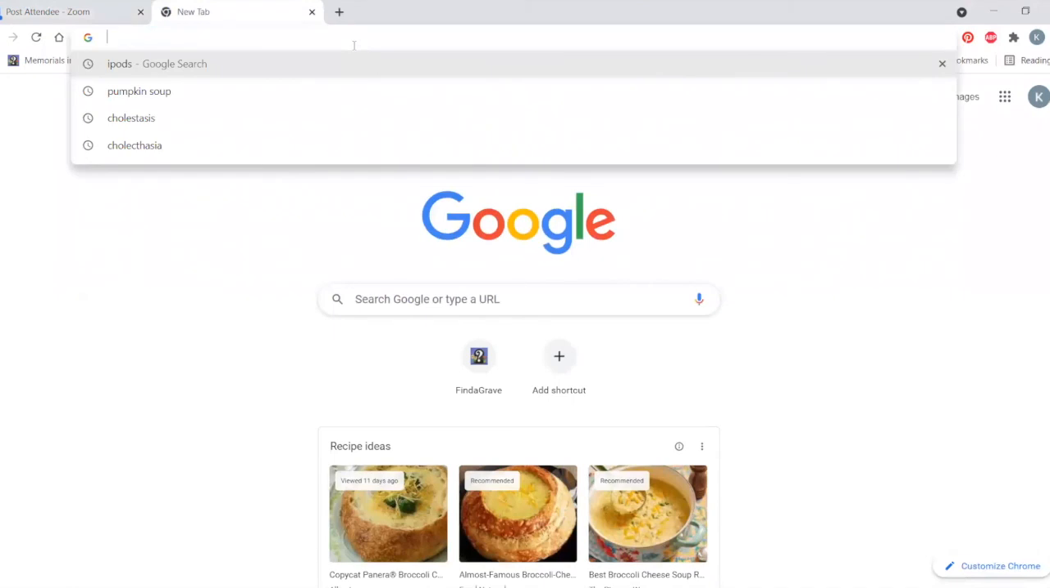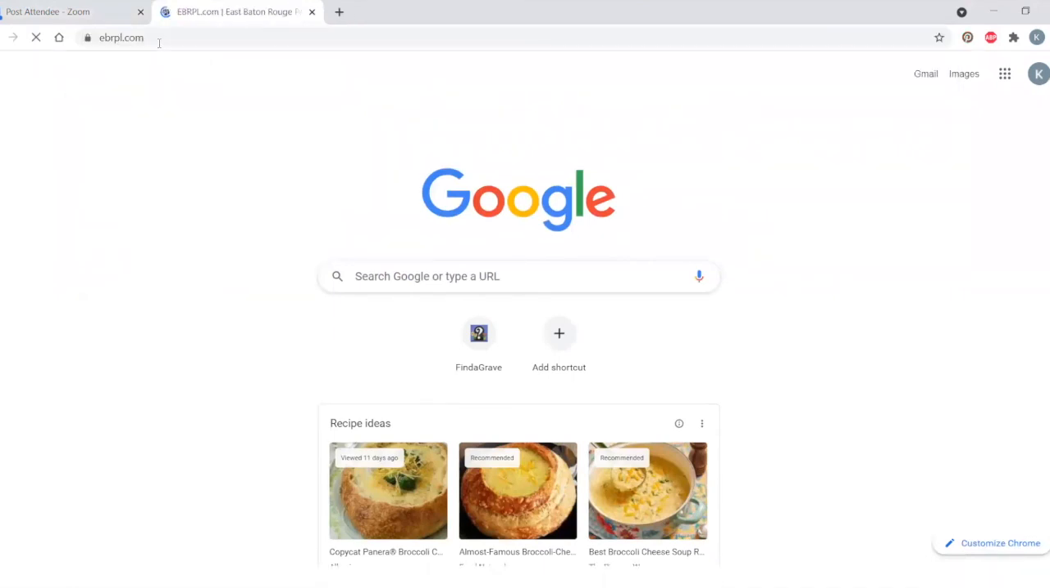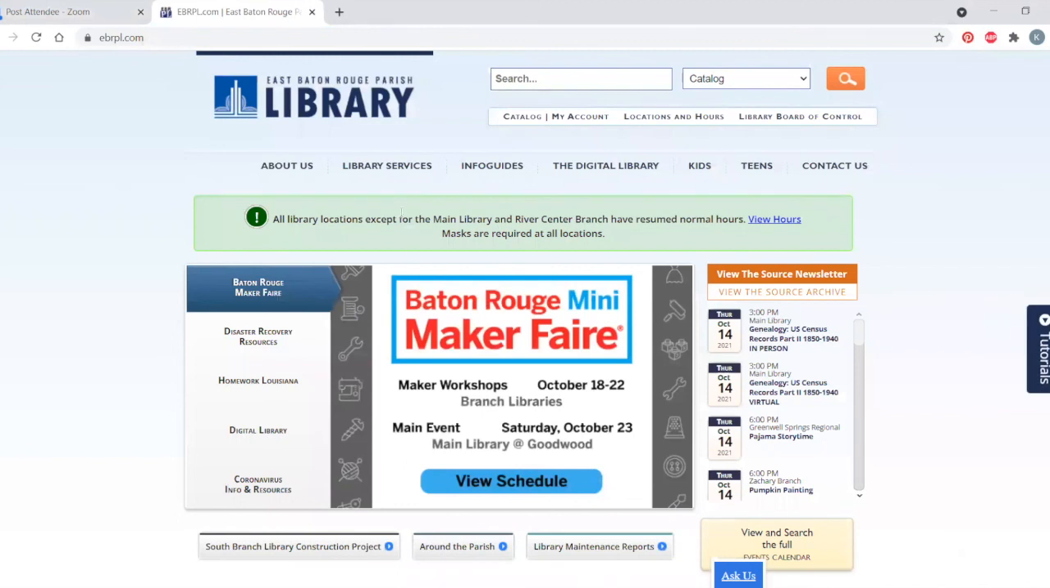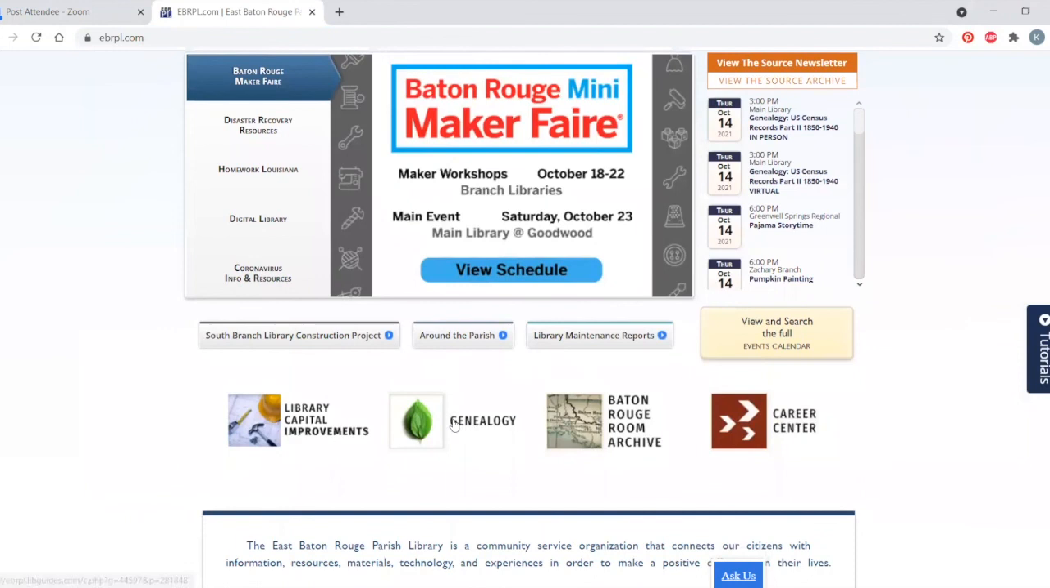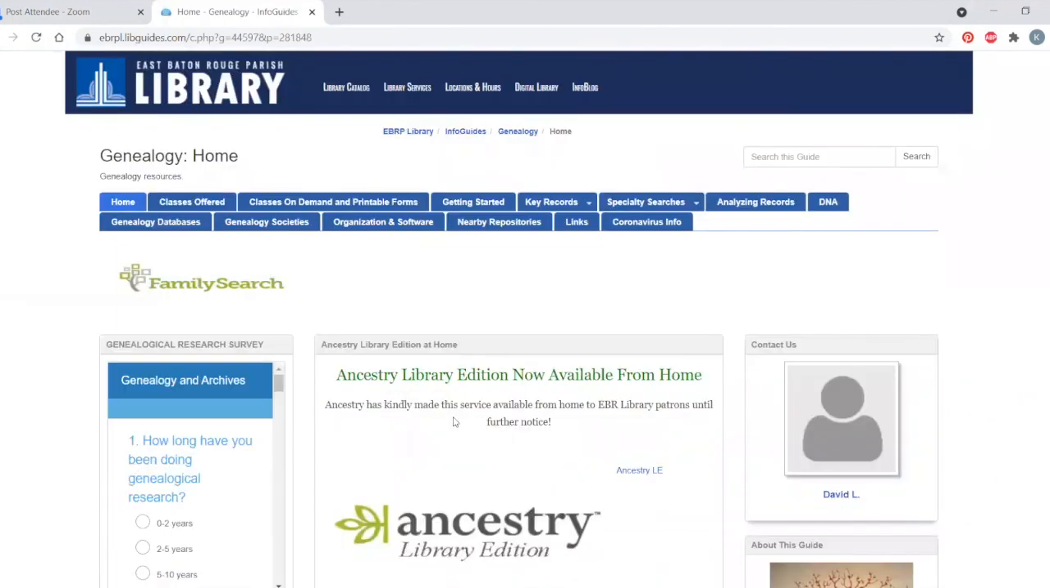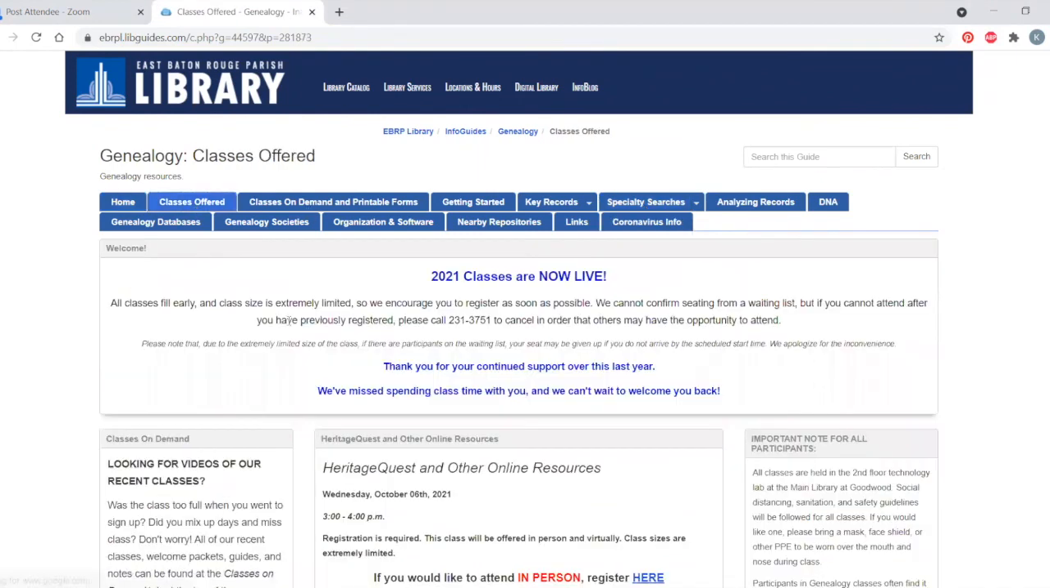Okay, so you're going to come to ebrpl.com, which is our website. Right down here at the bottom is going to be our genealogy leaves. And this will take you to our genealogy info guide. This has links to all different kinds of things, key records. So this will tell you, here's a section on the censuses, specialty searches for adoptees and African-American research, Native American research, that kind of thing. Here is where our classes offered tab goes.